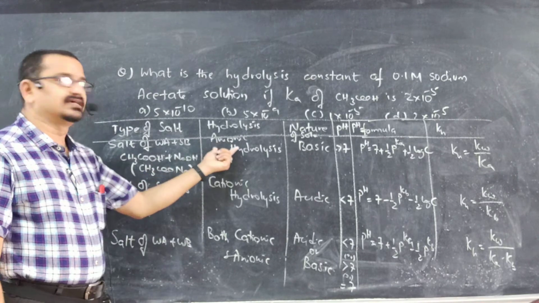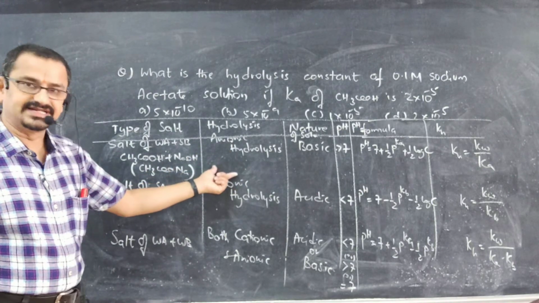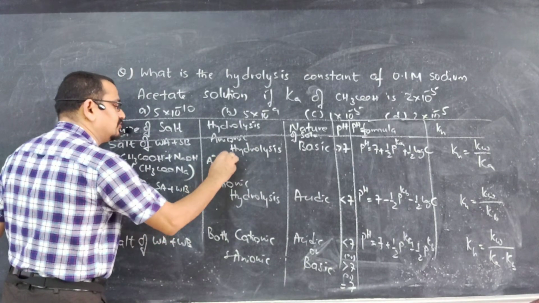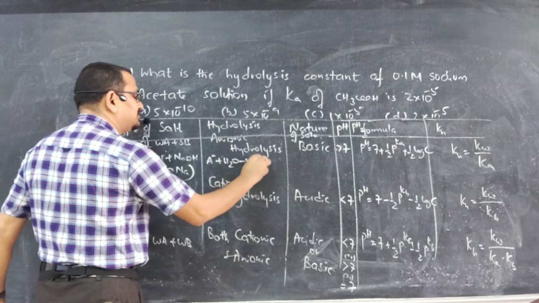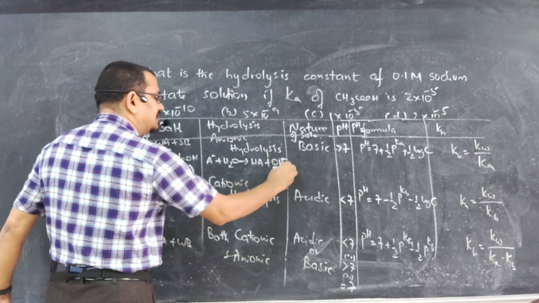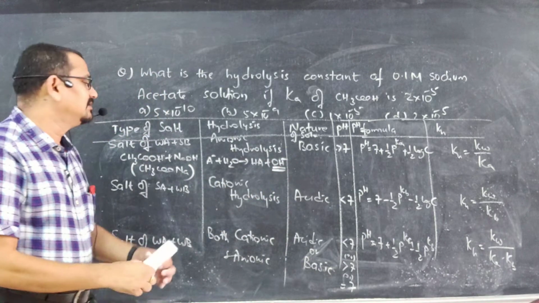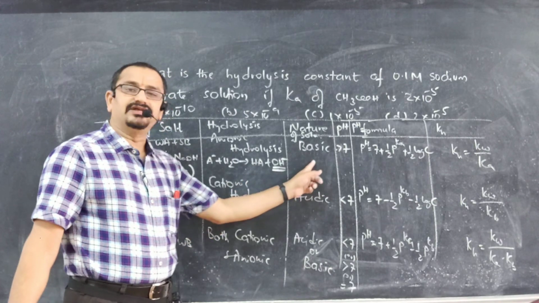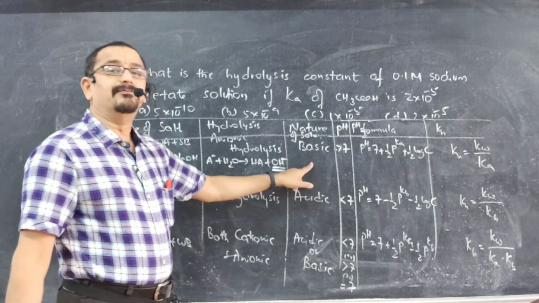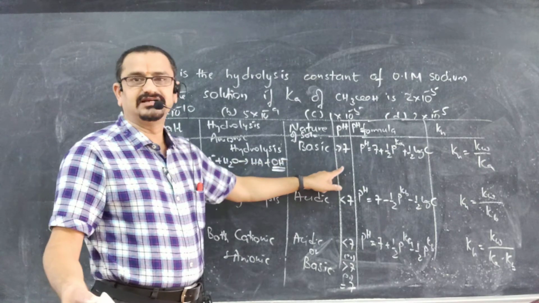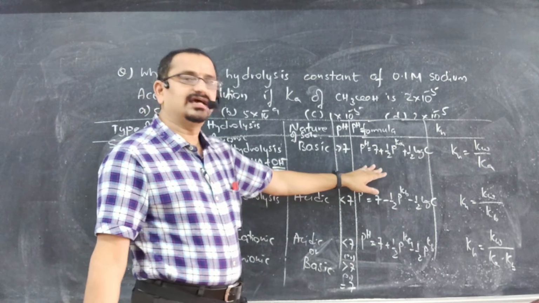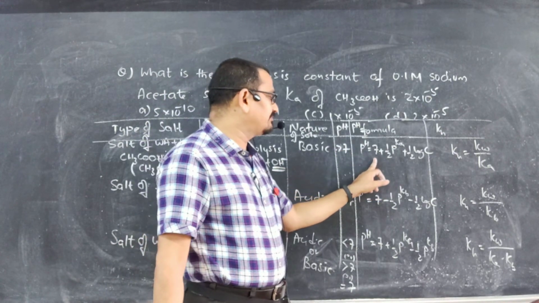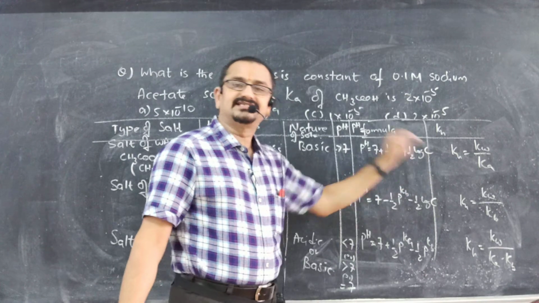It gets hydrolyzed first. Anionic hydrolysis takes place, and anionic hydrolysis means suppose A minus is the anion, it gets hydrolyzed giving HA plus OH minus, and OH minus ions are freely available. The other thing is a weak acid HA. The resulting solution can be called a basic solution. pH will obviously be greater than 7, and the formula to calculate pH of such a solution is pH equals 7 plus half pKa plus half log C.